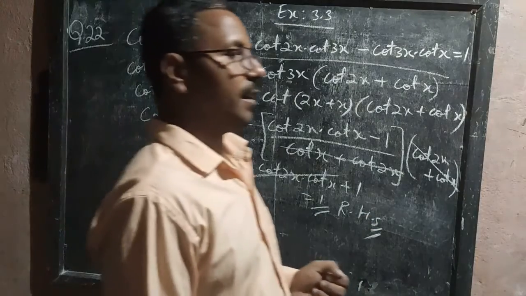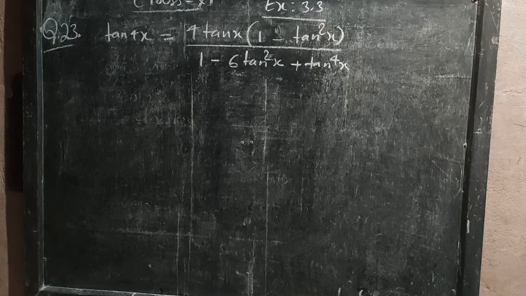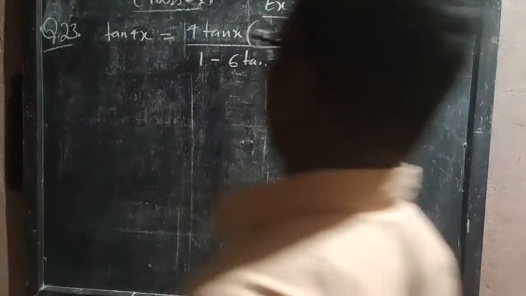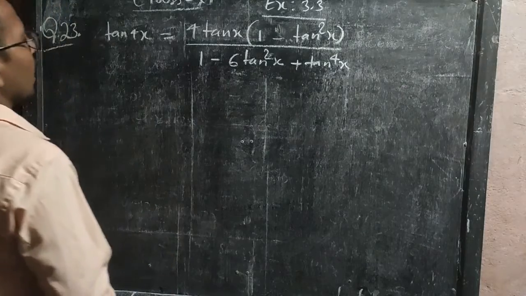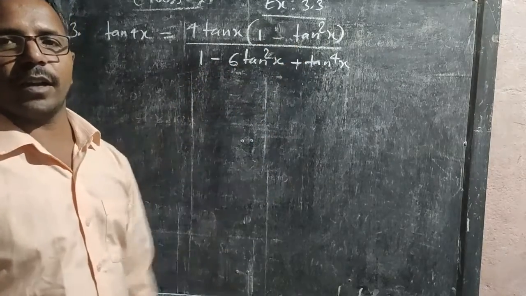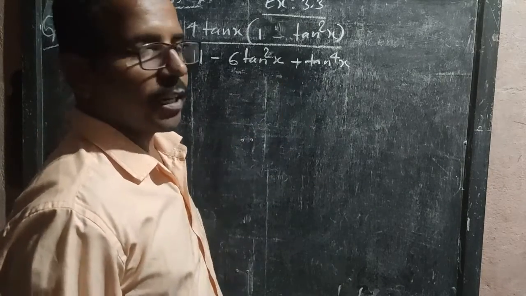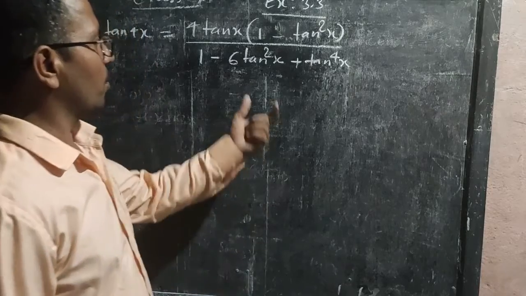So now let's see the next question, question number 23. Tan 4x is equal to 4 tan x, in the bracket 1 minus tan square x, upon 1 minus 6 tan square x plus tan to the power 4 x. This much we have to prove here.